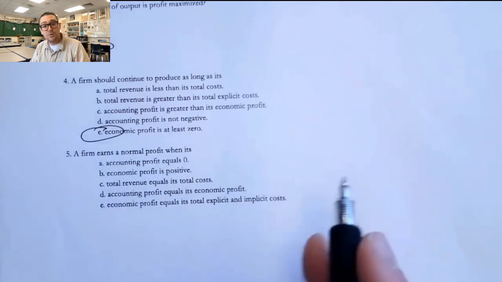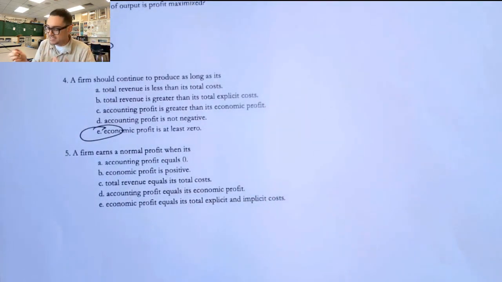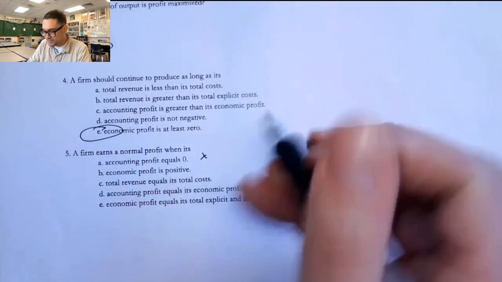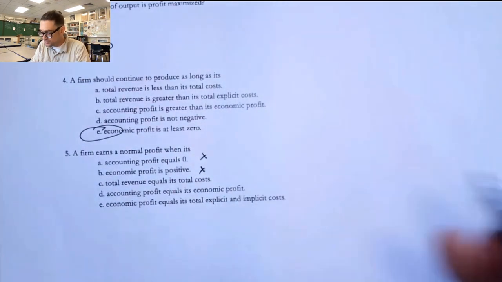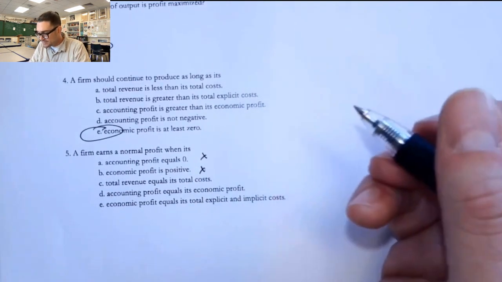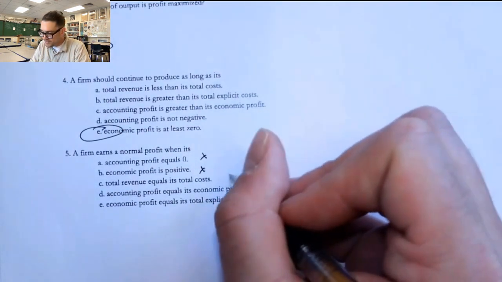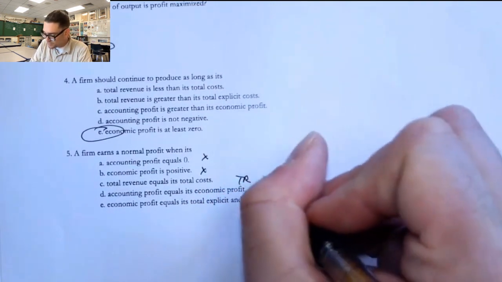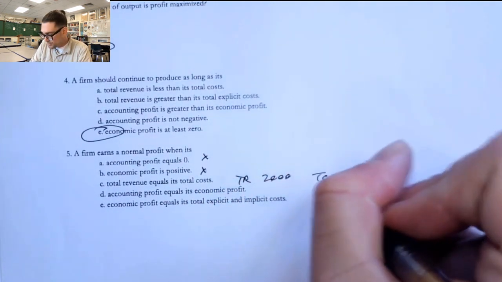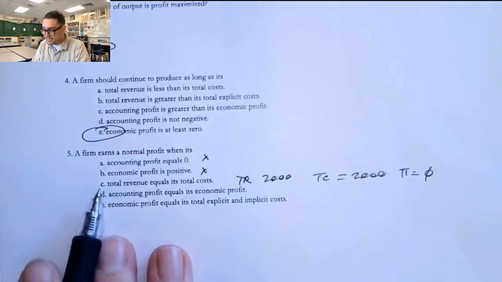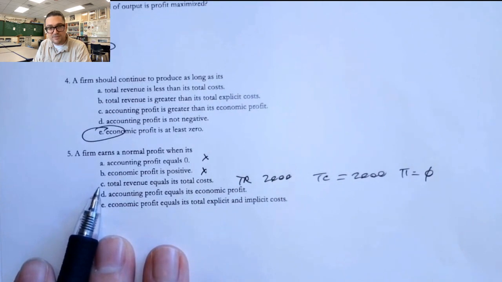A firm earns a normal profit. Well, that's just the definition. That's economic profit equals 0. So which option works? Well, not accounting profit, no, that's different. Economic profit's positive? No, that's not normal. Total revenue equals total cost. That's one way that we can absolutely think about it. If our TR was 2,000 and our total cost was 2,000, then that means our profit is 0. And so that actually would be a 0 economic profit outcome.